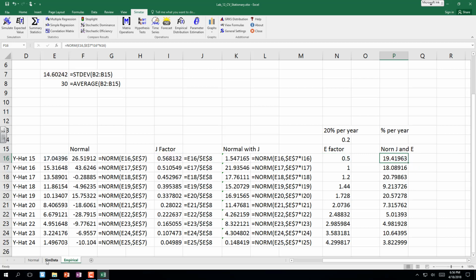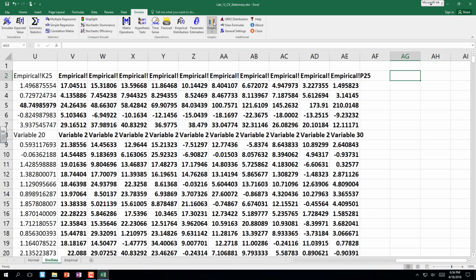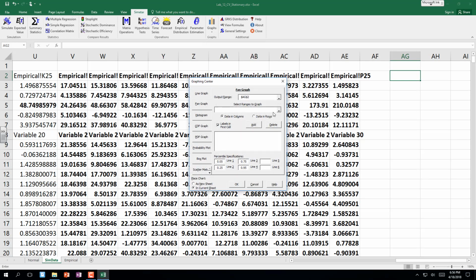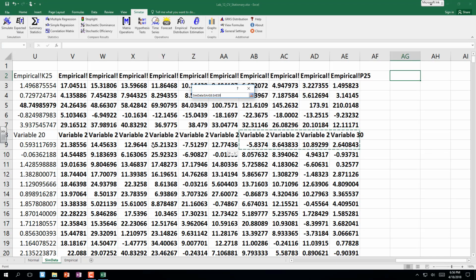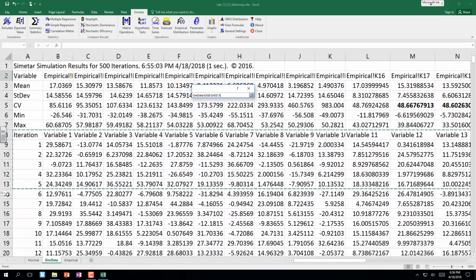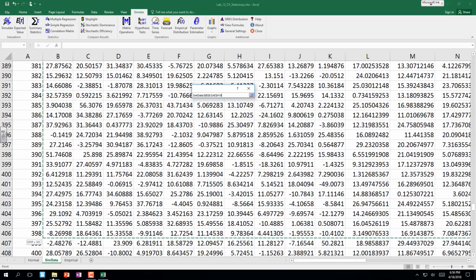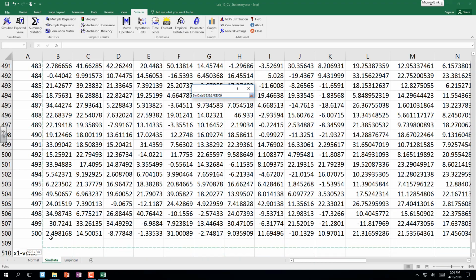Okay, let's get back over here to sim data. I'm going to draw a fan graph of this. And I'm going to highlight every variable here, all 30 of them, for 500 iterations, like that.